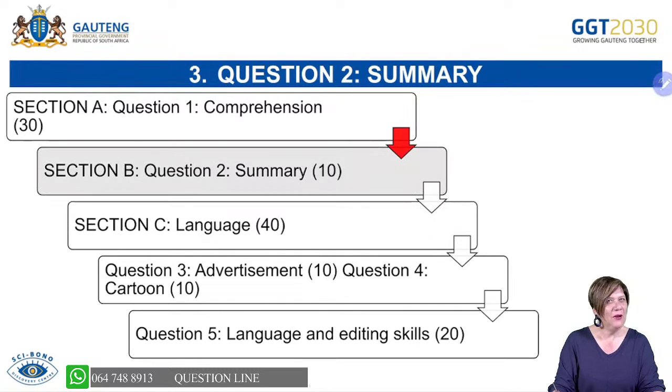Now, I would like to start today with question 2, section B, the summary. And I'm sure you'd wonder, why? Well, it's easy. The summary is exactly the same every time. It's just the article that differs. So why don't you start your paper 1 with a summary? It's probably the easiest part of the paper in any case.